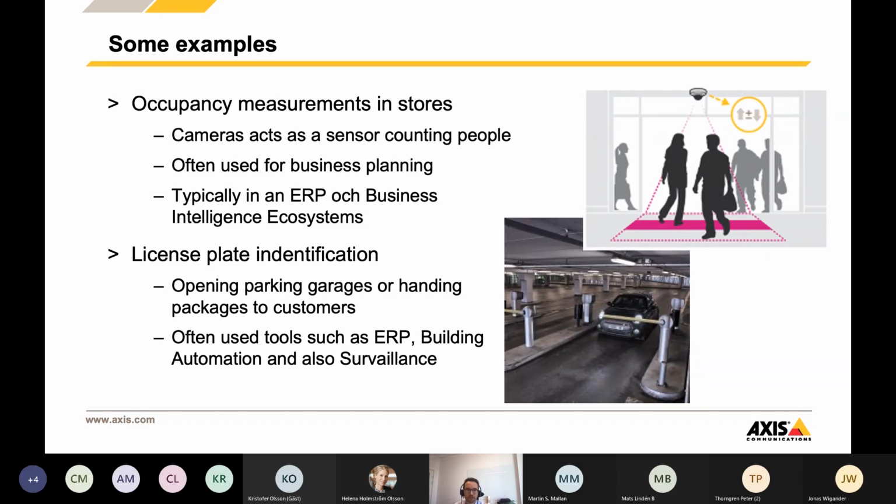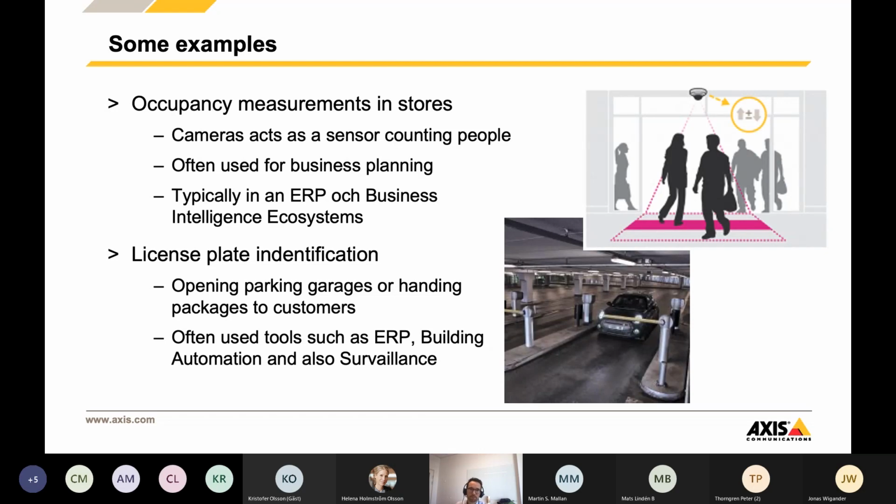Or you could look at license plate identification, if you want to open a parking garage like in the image here, or hand out packages when a customer comes to your store and they have ordered online groceries or something. And that is also through ERP systems or building automation systems, while we also see license plates in surveillance, but we want to extend that.